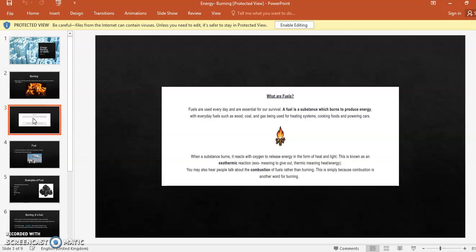You may also hear people talk about the combustion of fuels rather than burning. This is simply because combustion is another word used for burning.